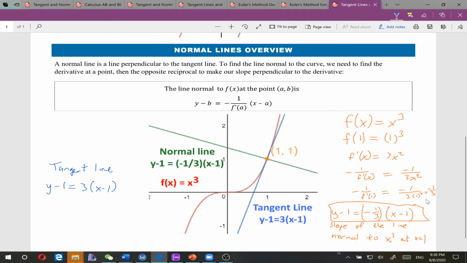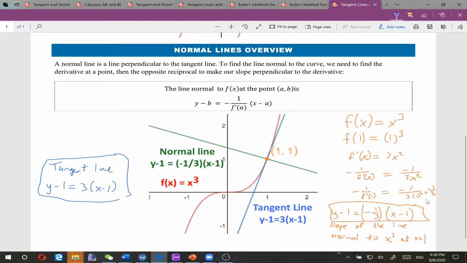Okay, so I could say the line that is normal to x cubed at x equals 1 would be y minus 1 is equal to our slope, which is the opposite reciprocal of our derivative, times x minus 1, in point slope form. If I wanted the tangent line instead, then we can use the original derivative, which would be 3x squared, and when x is 1 that is 3. So that would be y minus 1 equals 3 times x minus 1.